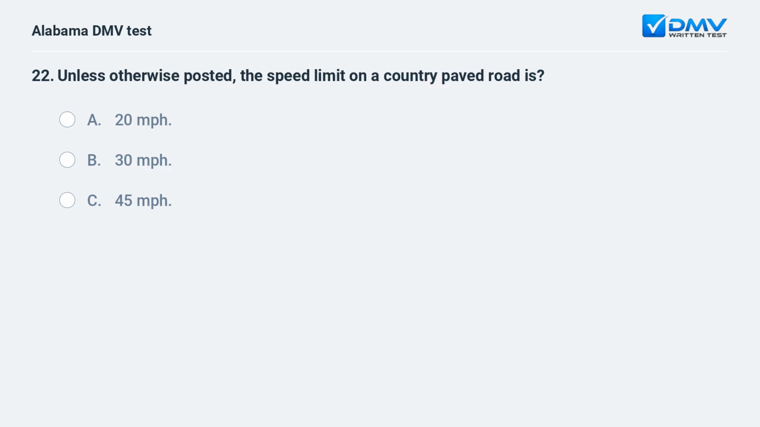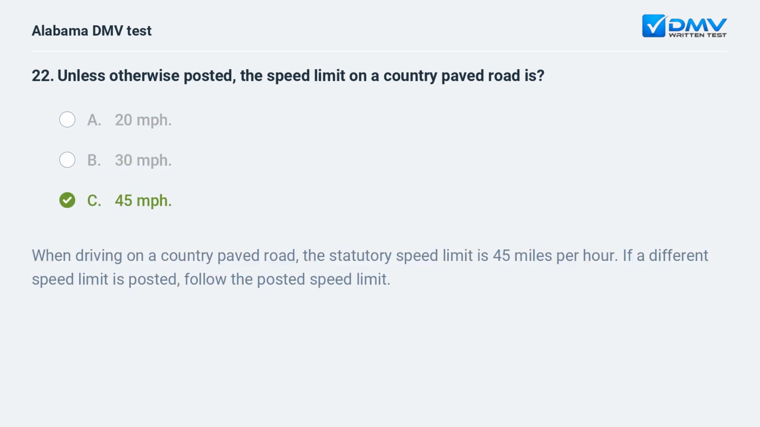Unless otherwise posted, the speed limit on a country paved road is A. 20 miles per hour. B. 30 miles per hour. C. 45 miles per hour. The answer is C. 45 miles per hour.